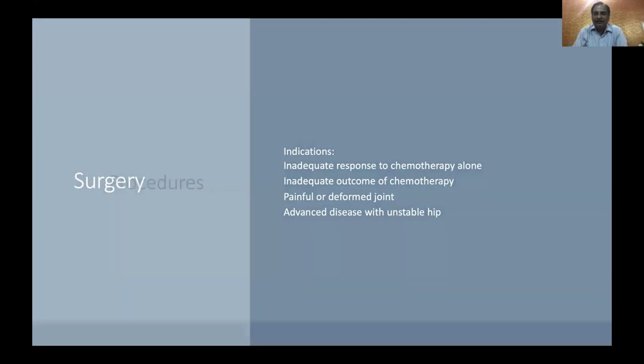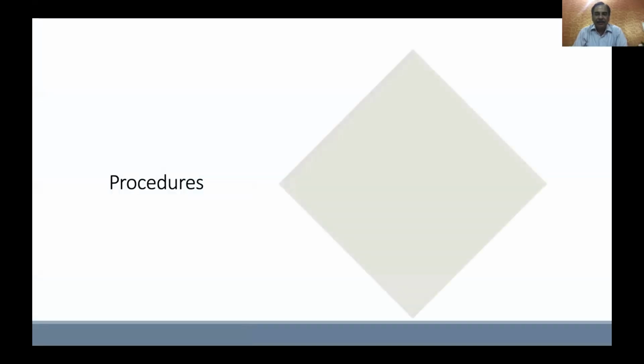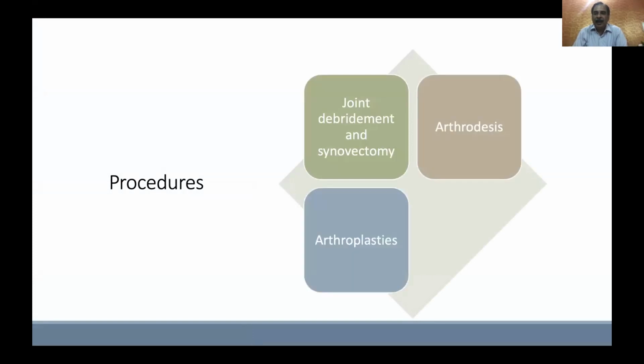The surgery indications are inadequate response to chemotherapy alone, inadequate outcome of chemotherapy, painful or deformed joint, and advanced disease with unstable hip. The procedures are joint debridement and synovectomy, arthrodesis, arthroplasties, and corrective osteotomies.